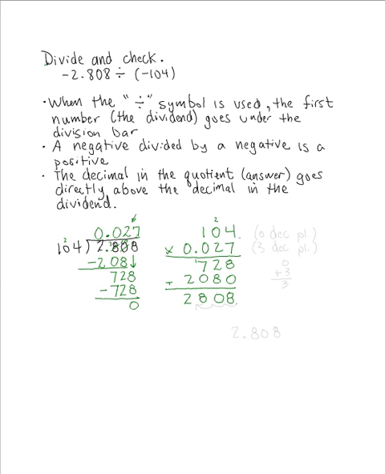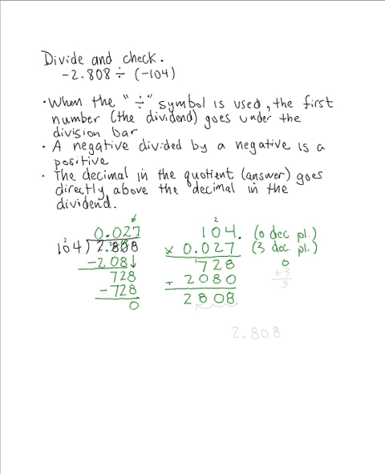Anytime you ever multiply decimals, the number of decimal places in the answer comes from the sum of the number of the decimal places in each factor. Well, 104 doesn't have any decimal places, because the 0 is to the right of the 4. So we find that this has 0 decimal places. The bottom factor has 3 decimal places, because to the right of the decimal are 3 digits, a 0, a 2, and a 7.